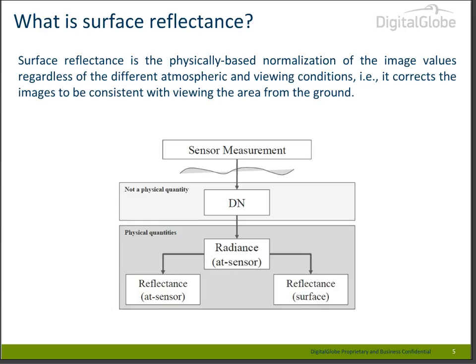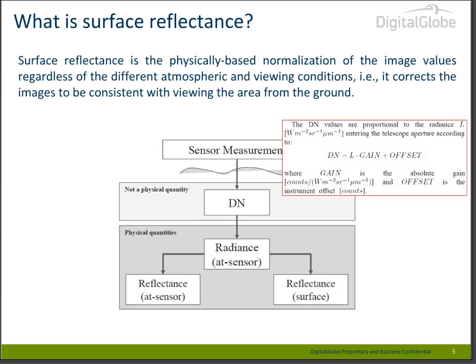A better normalization of the data can be achieved using physical quantities. The first one that I will illustrate is at-sensor radiance. At-sensor radiance can be calculated based on these formulations once we have the knowledge of the gain and offset. Usually these coefficients are stored in the image metadata. So once you have access to the image metadata and the digital number, you can retrieve the radiance.